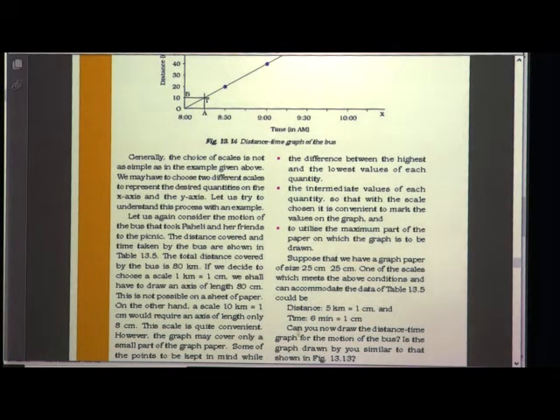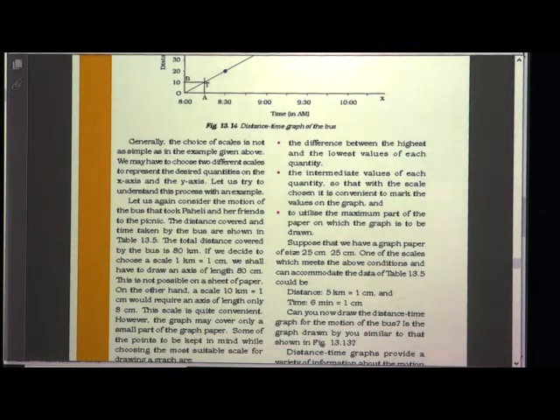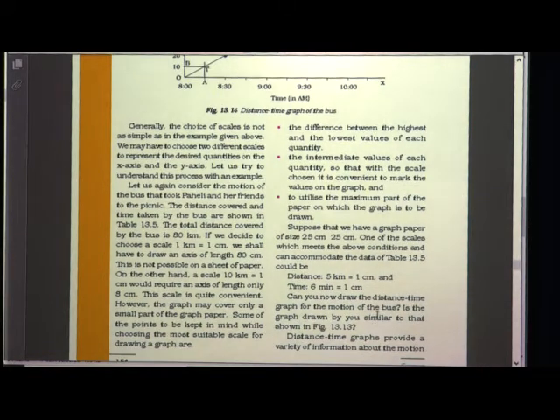So, after thinking about all these factors, we finally decided the scale. What scale did we decide? Distance: 5 kilometer is equal to 1 centimeter. Time: 6 minutes is equal to 1 centimeter. So, can you draw the distance time graph for the motion of the bus? Is the graph drawn by you similar to that shown in figure 13.13? It will not be, isn't it?